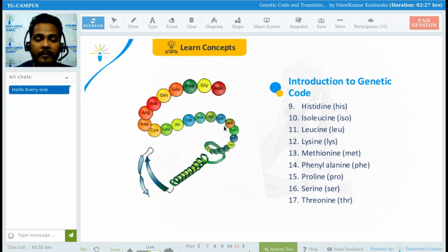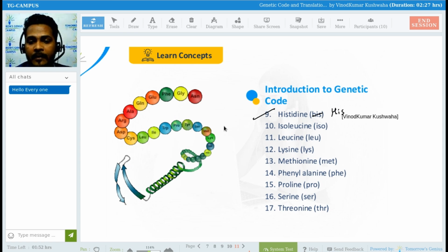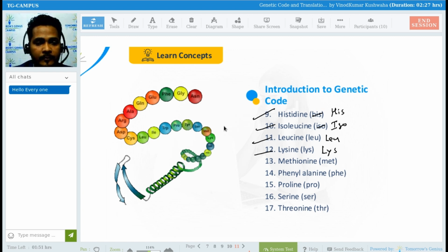Then there is histidine, which is referred to by a short code, HIS. The initial letter should be capital. Then isoleucine, ILE. Leucine, LEU. Lysine, LYS, with a capital initial letter and the last two letters in small. That is the shortcut of the amino acid.